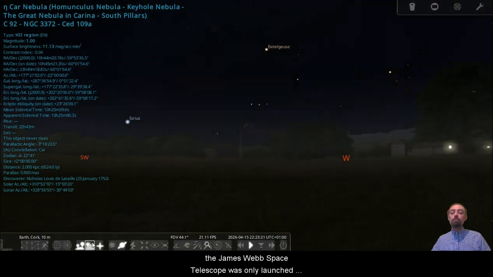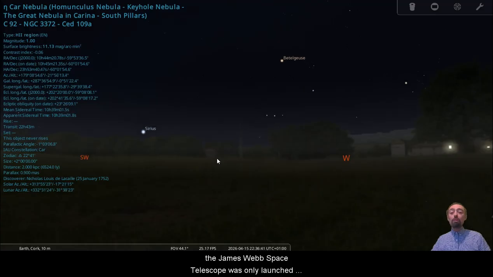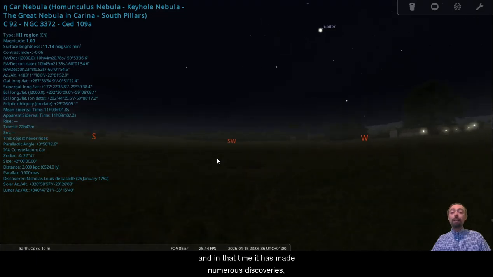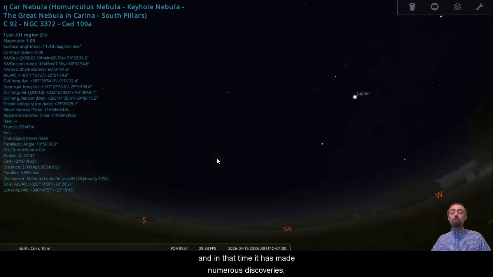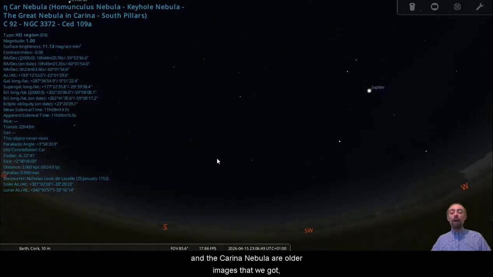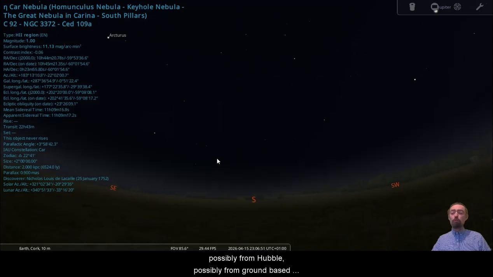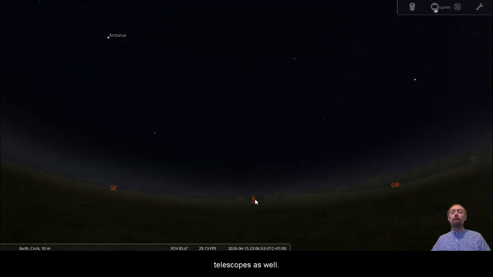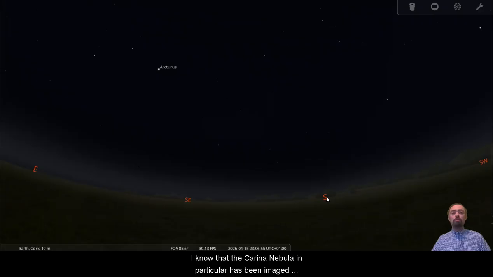The James Webb Space Telescope was only launched quite recently, just about 4 years ago. And in that time, it has made numerous discoveries. It's imaged numerous interesting things. But those images haven't made their way into Stellarium yet by the looks of it. I do think that image of Stephan's Quintet and the Carina Nebula are older images that we got possibly from Hubble, possibly from ground-based telescopes as well. I know that the Carina Nebula in particular has been imaged by ground-based telescopes in the southern hemisphere.